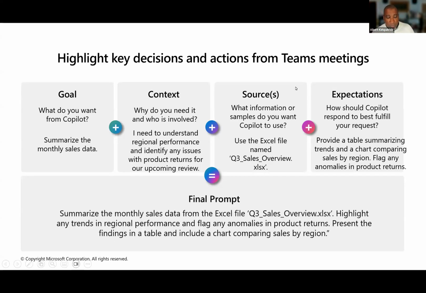Okay. So the final prompt looks like this. Summarize monthly sales data from Excel, the Excel file Q3 sales overview.xls, highlight any trends in regional performance, flag any anomalies in product returns, and present the findings in a table and include a chart of sales by region.